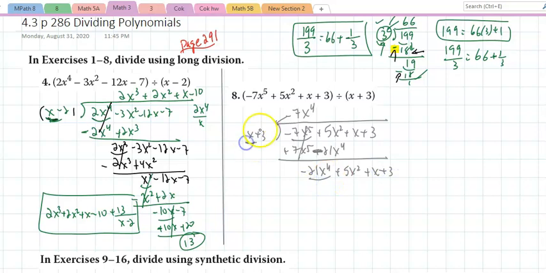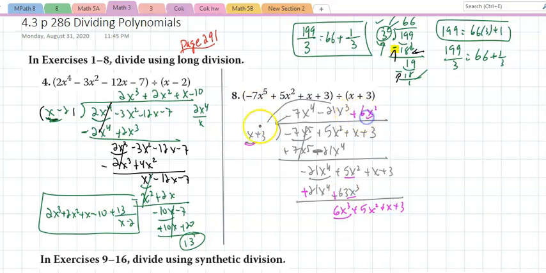Negative 21x to the 4th divided by x is negative 21x cubed. Multiply those, that is negative 21x to the 4th minus 63x cubed. So you notice, every time you do this right, change the signs, this will cancel out every time. So remember, I can only combine like terms. Those are not like terms. Just be careful with that. 6x cubed divided by x is a positive 6x squared. Multiply those. 6x cubed plus 18x squared.